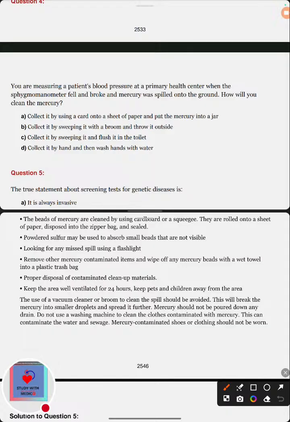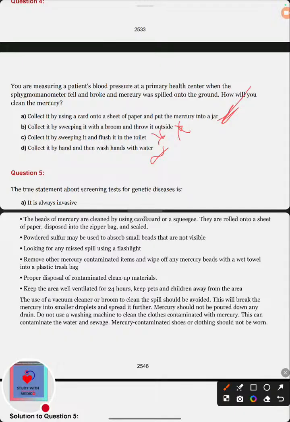Collect it by sweeping, they are saying. Collect it with a broom and throw it outside. Throw it outside? Wow. No, not at all. Collect it by sweeping it and flush it in the toilet. No. Collect it by hand and then wash hands with water. Wow. Excellent. Not at all. Because mercury should not touch the hands, okay?